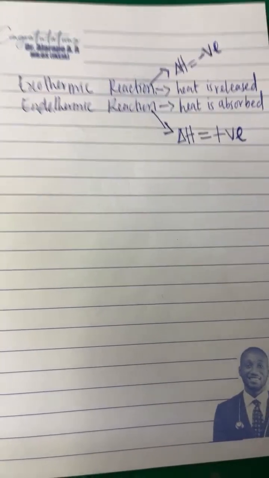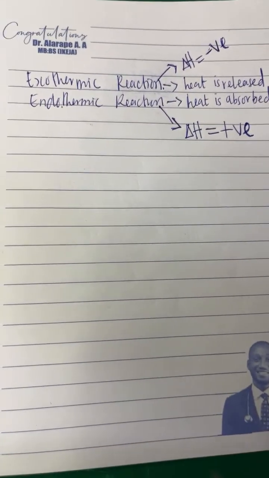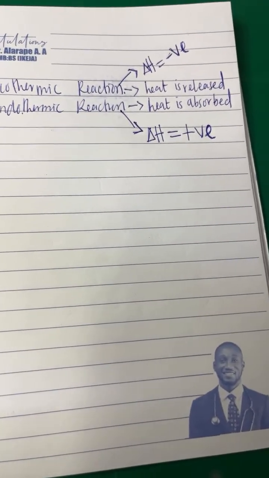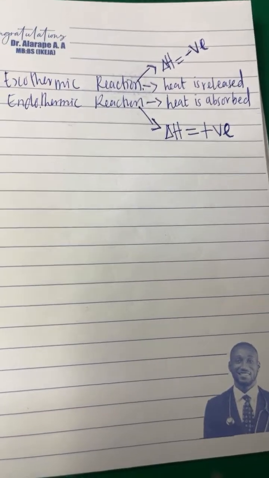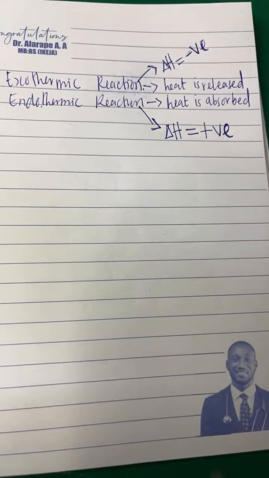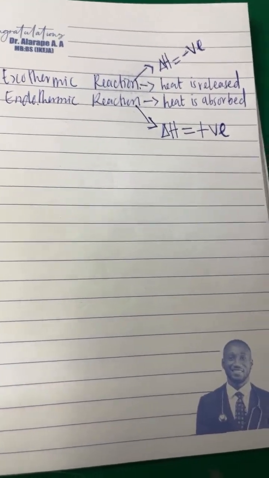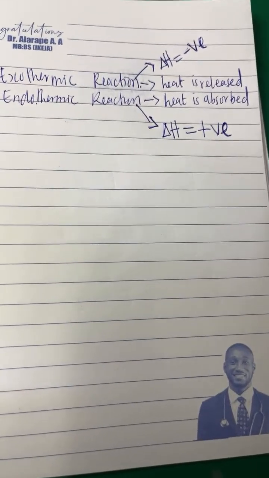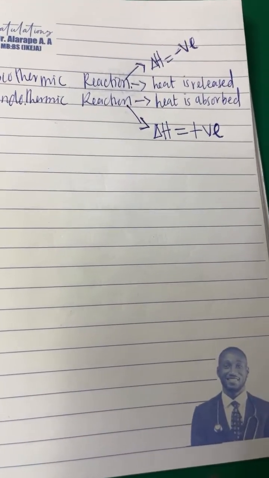Hope you guys are following me. So now, for an exothermic reaction, heat is released into the environment, and delta H is negative, right? Endothermic reaction, heat is absorbed, and delta H is positive. Delta H is the change, right? It's the change from the reactant to the product.